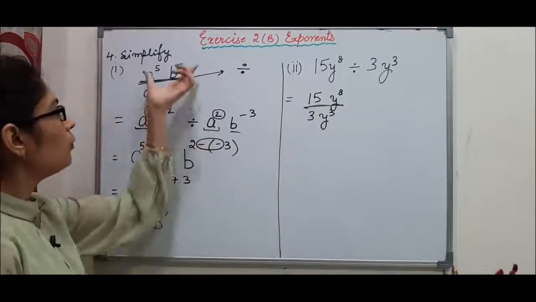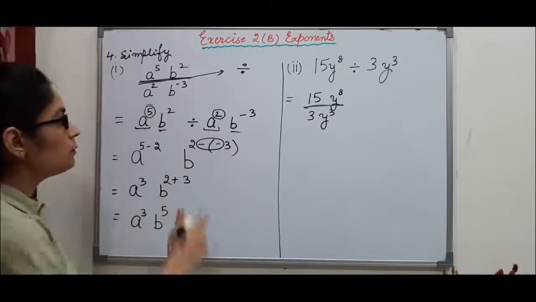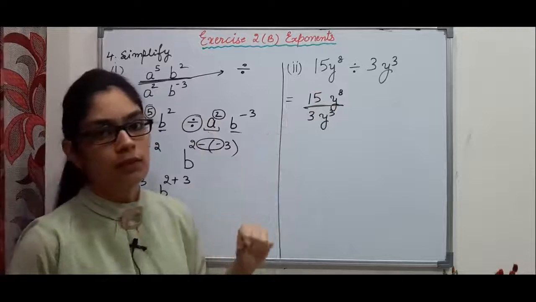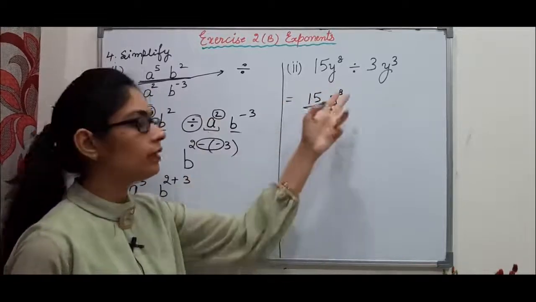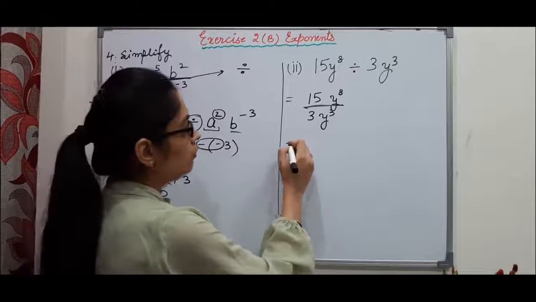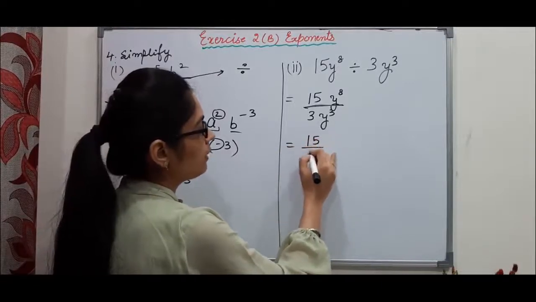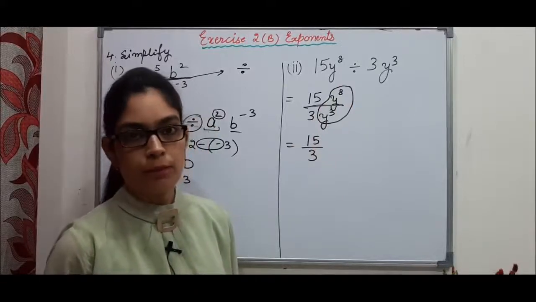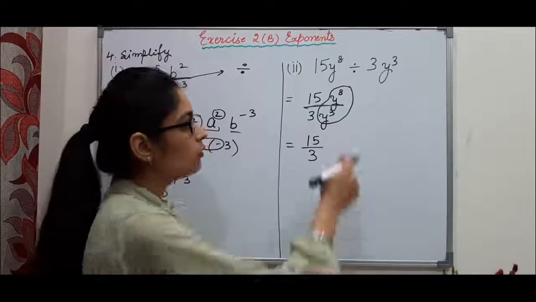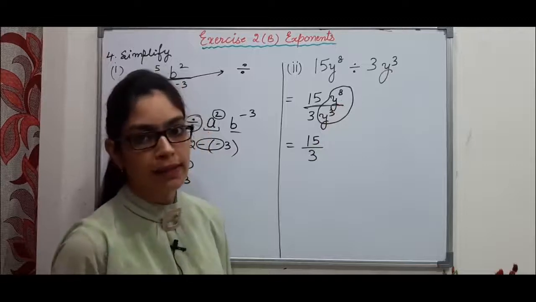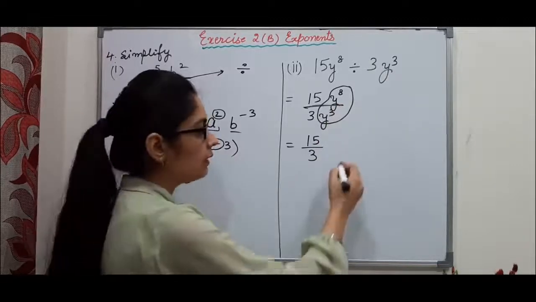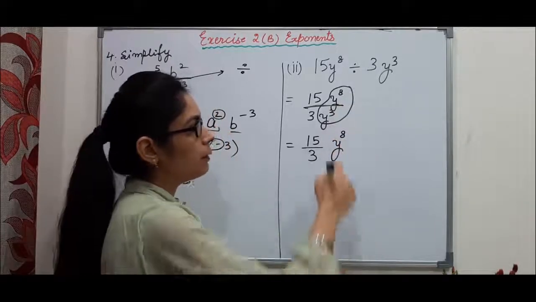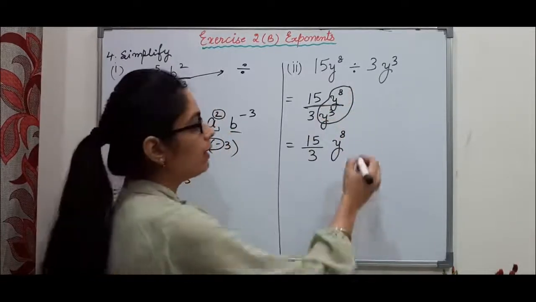See, here both of the bases were same. Both were same, so I just wrote it this way. But here 15 and 3, they are not same, so I just wrote in this way. That is why. Why this way? Because 15 by 3 we can write as it is, and then these two y's, these are same. Bases are same in case of y, and they are getting divided. Bases are same, the numbers are getting divided, so we have to subtract the powers. So power of first number 8, 8 minus 3.